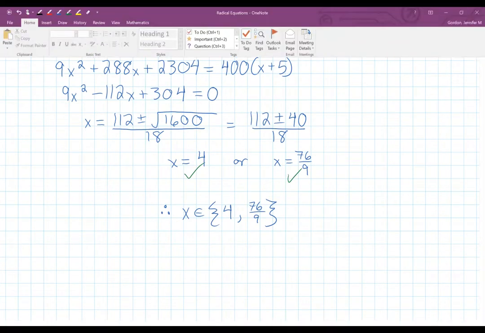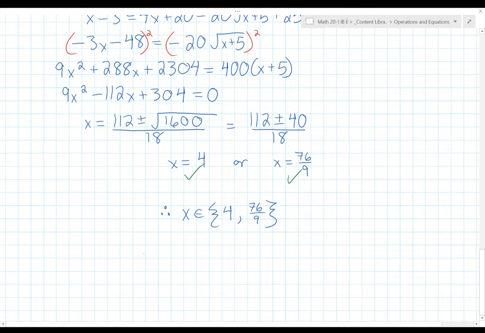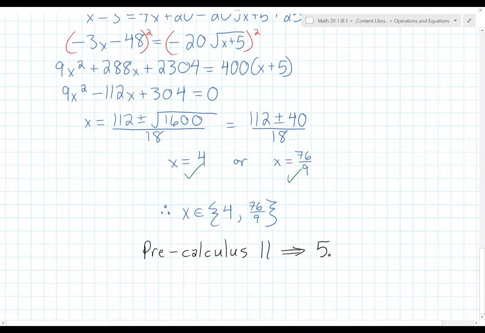If I had 3 radicals, it would get nightmarish, but the process is kind of the same. It just involves more and more and more steps. And you can find practice for this in your Pre-Calculus 11 book. Pre-Calculus 11, and it is section 5.3.